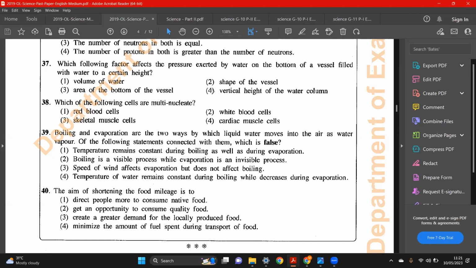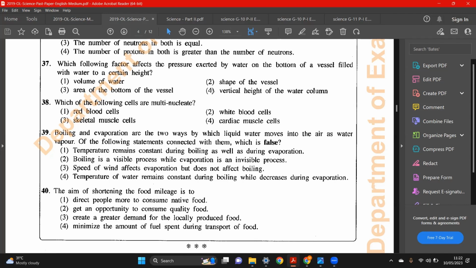38, which of the following cells are multinucleate? That is your skeletal muscle cells. Okay, then if you take red blood cells, they don't have a nucleus at all. White blood cells, yes, they can have, but it's not always one. It can be two-lobed or 3 lobes, etc. Cardiac muscles, they're normally uninucleate, one nucleus. But skeletal muscle cells, they have a lot of work to do, so they are multinucleate.